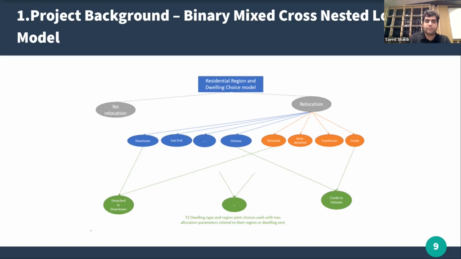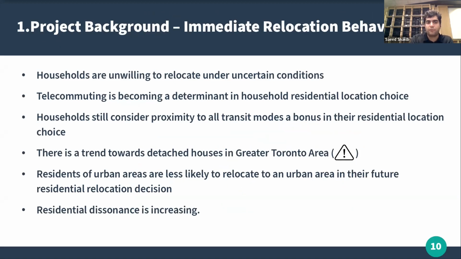I don't want to discuss the numbers of this model, but I will give you the overall findings of that first cycle. We observed that households are unwilling to relocate under uncertain pandemic conditions. Based on the sign and magnitude of the COVID status variable, people are more likely to make their relocation decisions when things are going back to normal, and not under lockdown and extreme situations. We observed that telecommuting is becoming a factor in some households' residential location choice, but not all of them. Another way of putting this is we observe heterogeneous telecommuting behavior from the respondents.